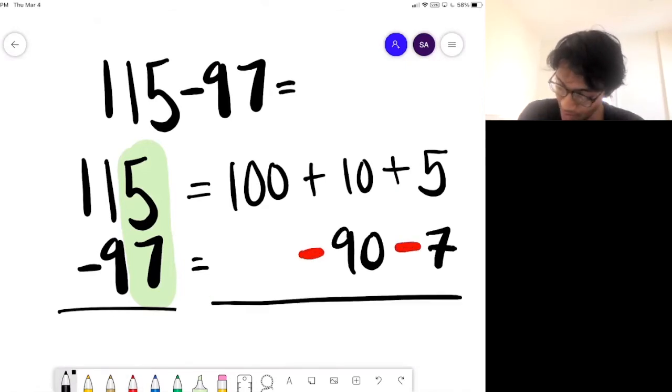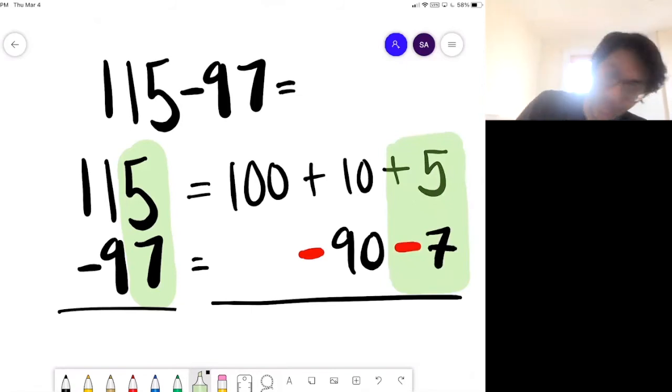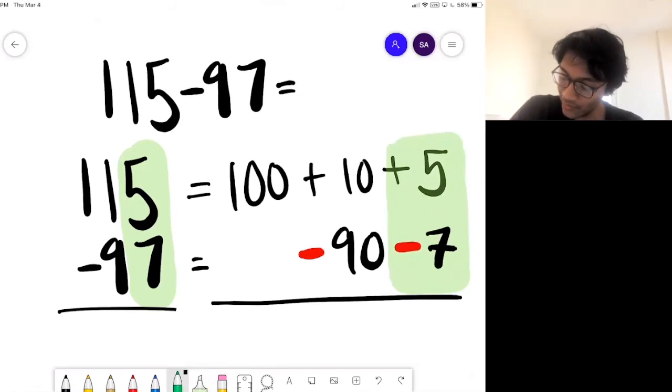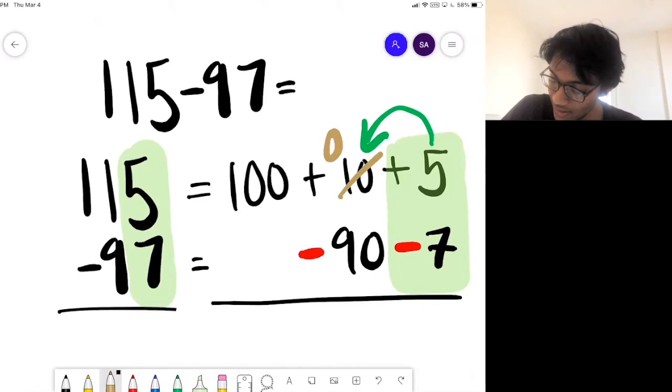Now we can do the math. So what's 5 minus 7? Well, again, I can't do it. So I have to ask my rich neighbor. My rich neighbor for 5 is just 10. So 10 is going to say, okay, you can have all my money. 10 is going to go to 0, and he's going to give all his money, which is 10, to 5. Well, what's 10 plus 5? It's going to be 15. And now I can do 15 minus 7.